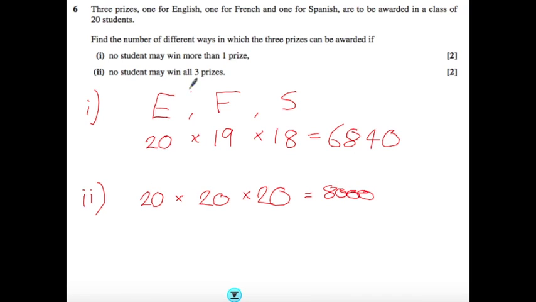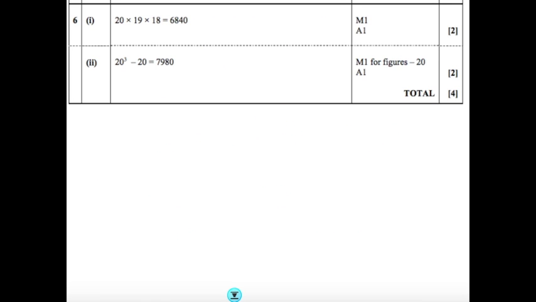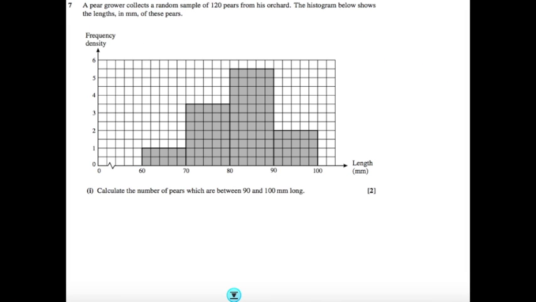So 20 times 20 times 20 is 8,000, I want to say. But we've got to eliminate all the possible ways a student can win all 3 prizes. So if we think there's 20 students, that means there's going to be 20 ways in which a student could win all 3 prizes. So from our 8,000, we've got to take away 20. So I reckon that's 7,980. Okay, good. So you get a mark for figures minus 20, so if you're taking 20 away, and a mark for 7,980.